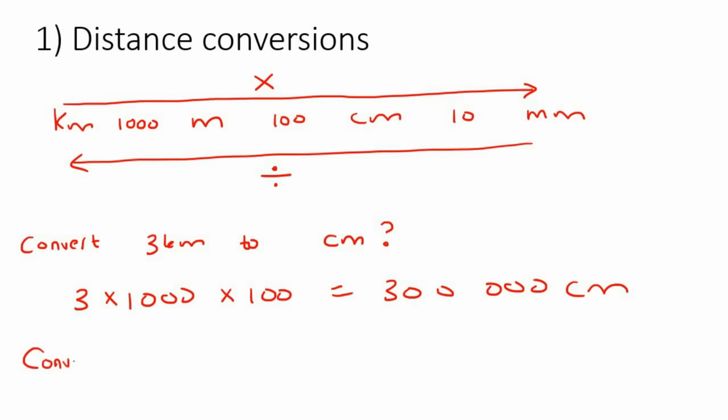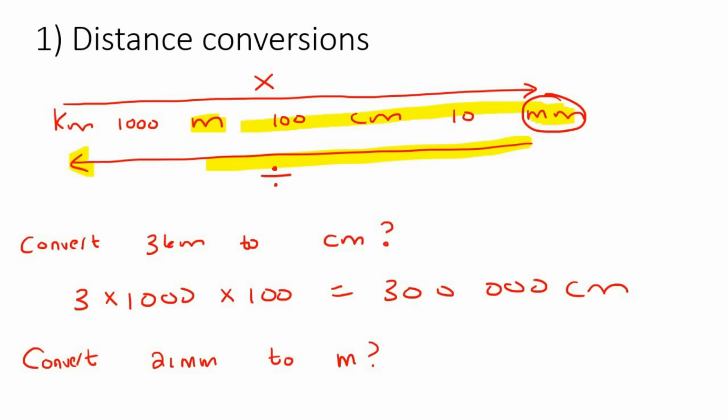Let's now convert 21 millimeters to meters. Okay, so we're starting at millimeters now, which is over here, and we want to go all the way to meters, which is over here. So now we're going to be going to the left. You see, we're following the arrow going to the left because we're going from millimeters to meters. So we will divide. When you go to the left, you divide. When you go towards the right, you multiply. So we're going to say 21.